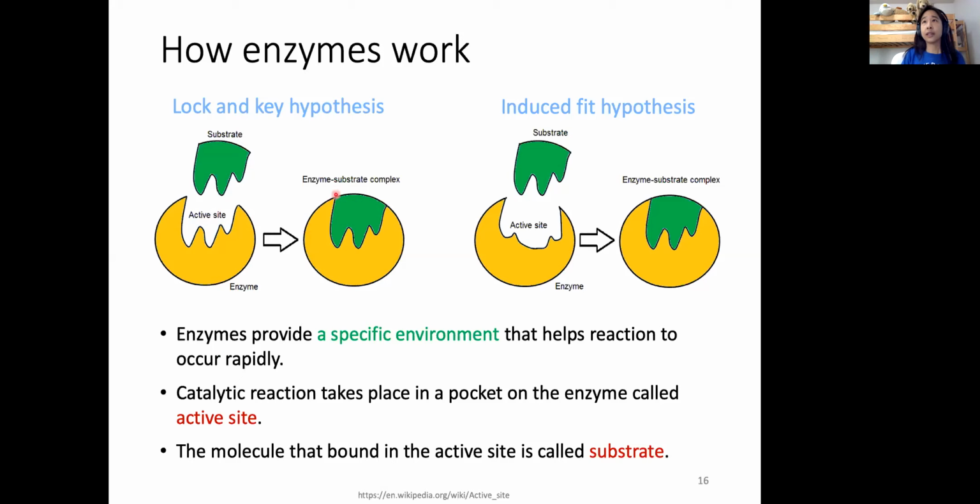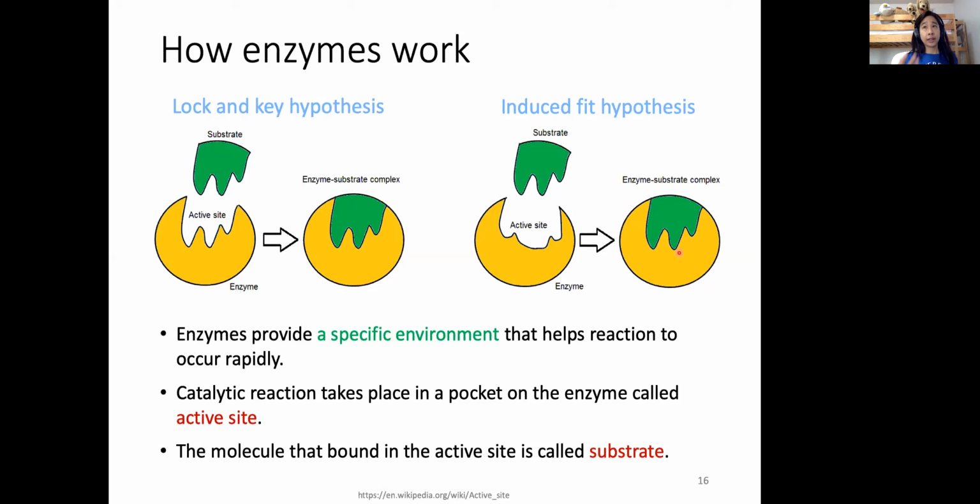Another model is the induced fit hypothesis. Actually, the active site and the substrate, without forming a bond together, their shapes do not fit perfectly. But once they draw together, they will fit together perfectly, or the space between the two will be eliminated and they will become an enzyme substrate complex.